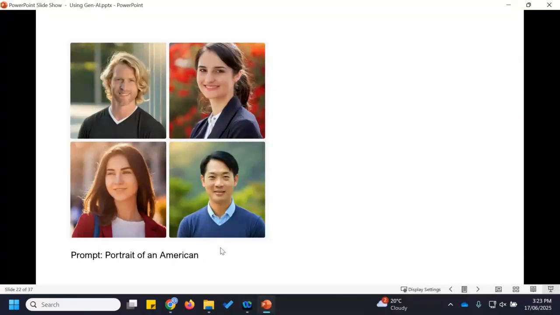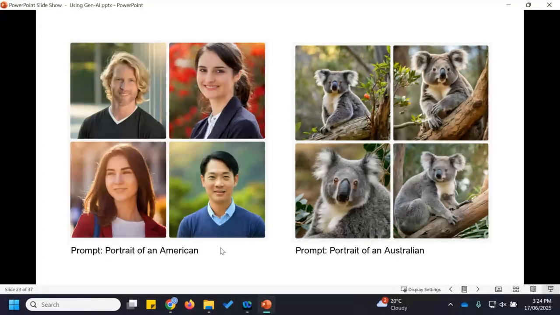So we gave it another prompt, portrait of an American. It did all right, you know, there's some diversity there. We gave it another prompt asking for a portrait of an Australian. What do you think it gave us? The same, so again, just a diverse group. Oh, Crocodile Dundee. Farm is a good one. It gave us 4 photos of a koala.